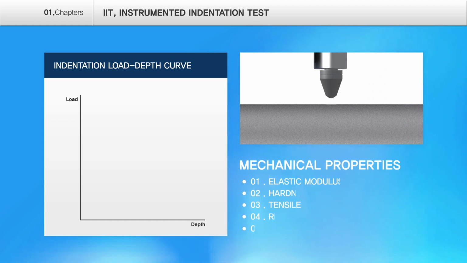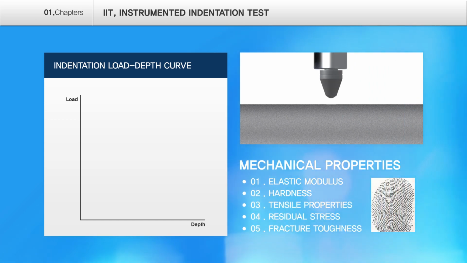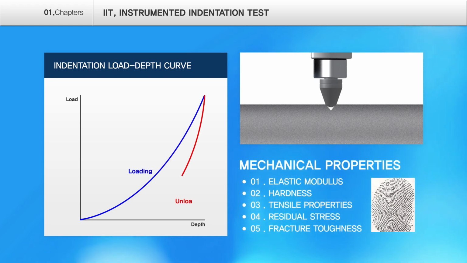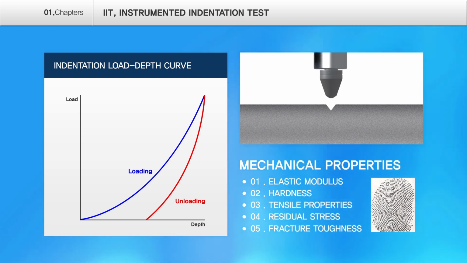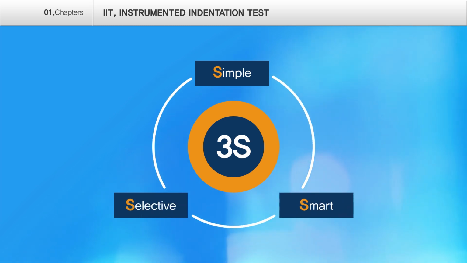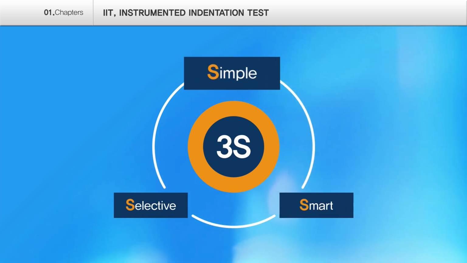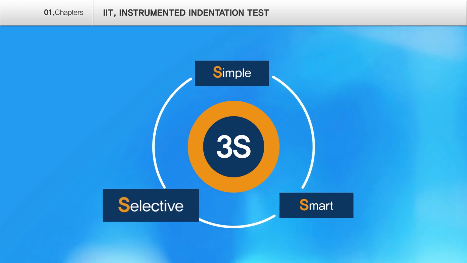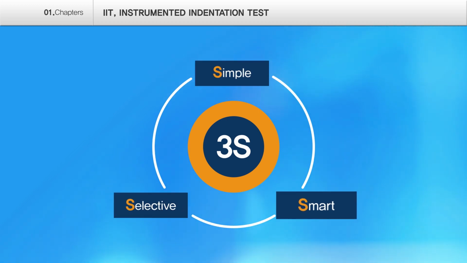Unlike conventional hardness tests, IIT measures penetrated depth and applied load during loading and unloading operation. It is the technology of getting a continuous curve of load and depth to get versatile properties precisely in a non-destructive method. The load depth curve from IIT represents the uniqueness of each material, like the fingerprint of a human. We can get diverse mechanical properties, such as hardness, strength, and toughness, from this LD curve in a simple, smart, and selective way.